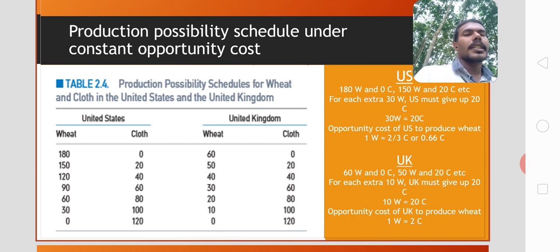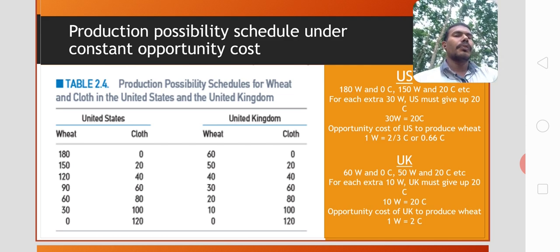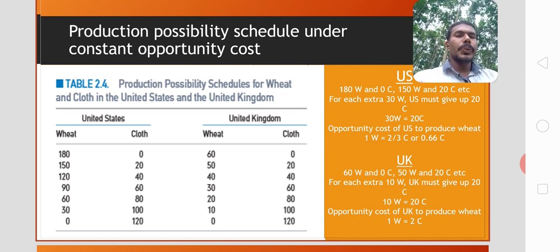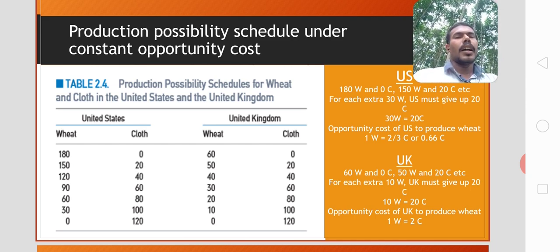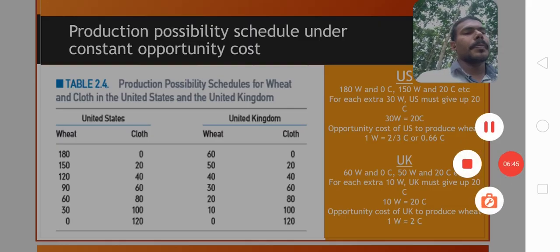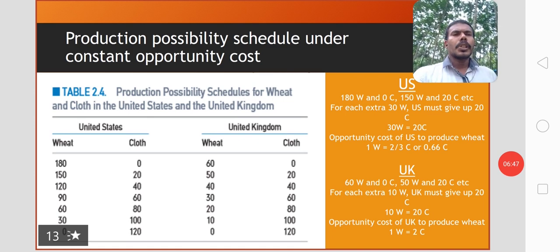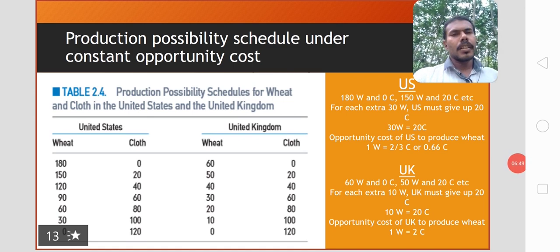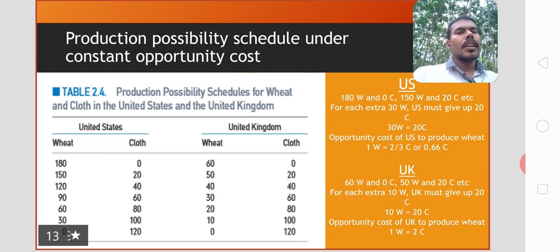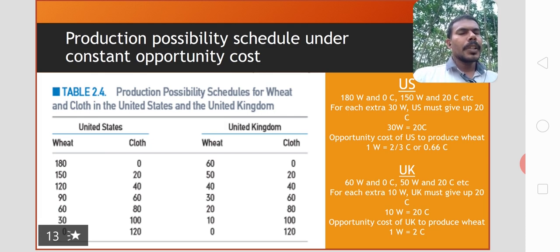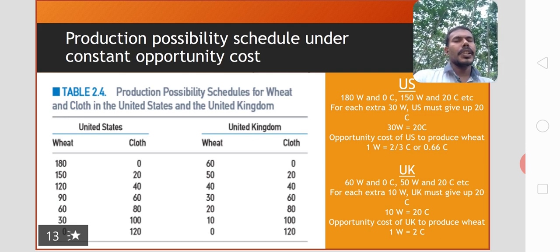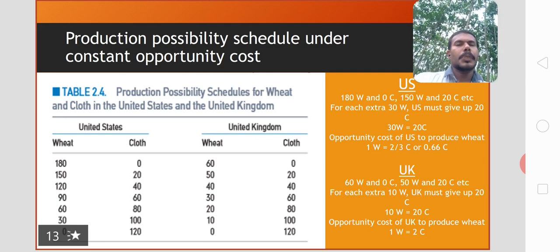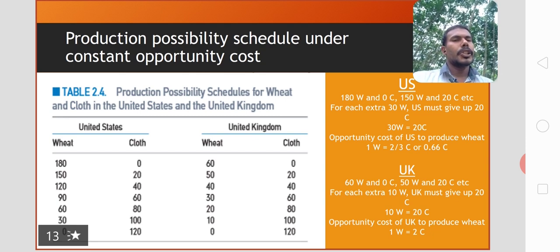So it is greater than the opportunity cost of US to produce wheat. So US has comparative advantage over wheat than United Kingdom. So opportunity cost of United States to produce wheat is lower than that of United Kingdom in producing wheat. So US has got the advantage over wheat. So US can produce and export wheat to the United Kingdom.